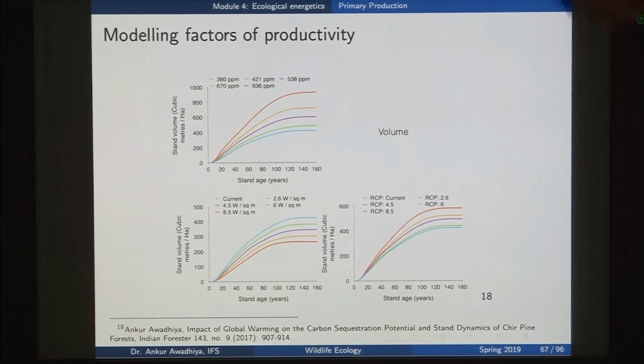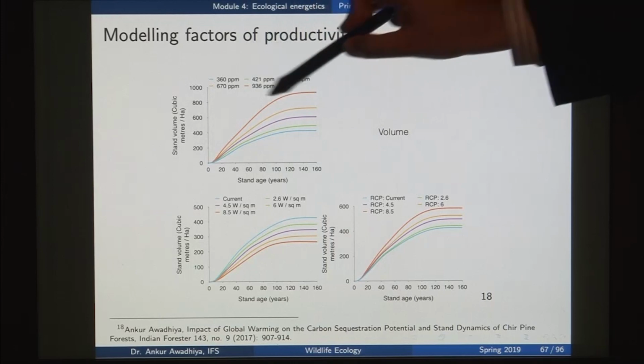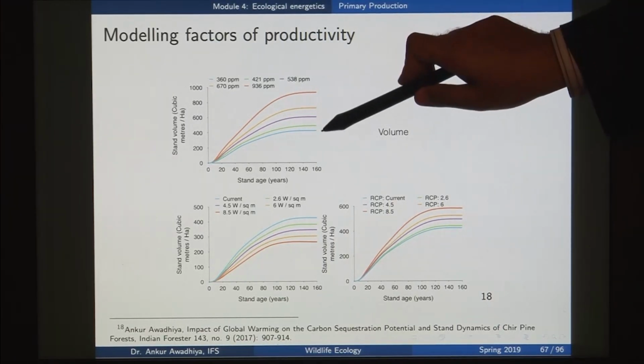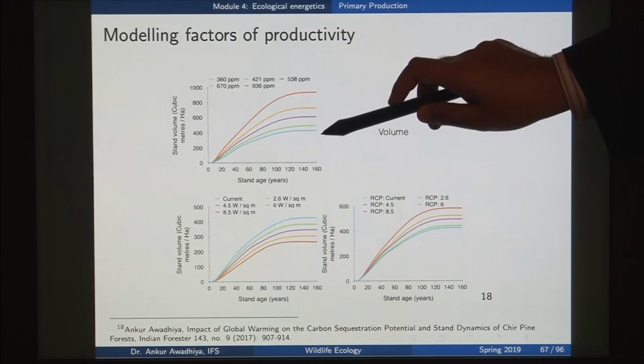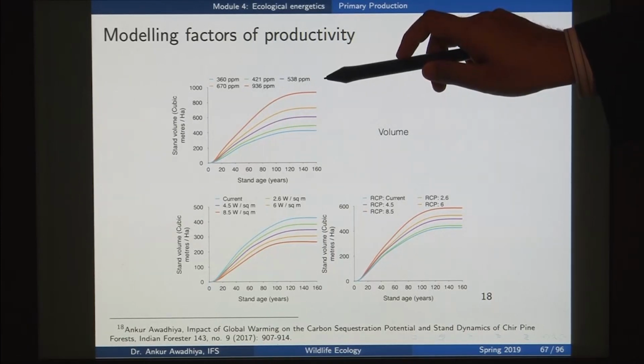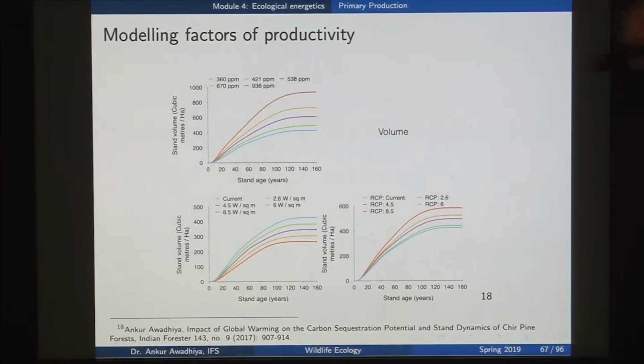The first part is where you have an increase in carbon dioxide concentration. So, this is 360 ppm, which is the ambient concentration of carbon dioxide that we have considered. From 360 ppm, to 421 ppm, 538 ppm and so on. If you only increase carbon dioxide and keep everything else constant, so you keep temperatures constant, you can see that the stand volume increases. So, with increasing carbon dioxide concentration, the stand volume will increase. This is the impact of carbon dioxide fertilization.